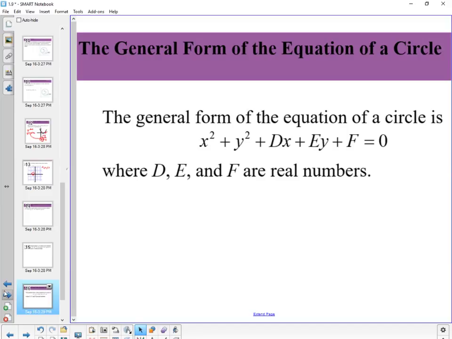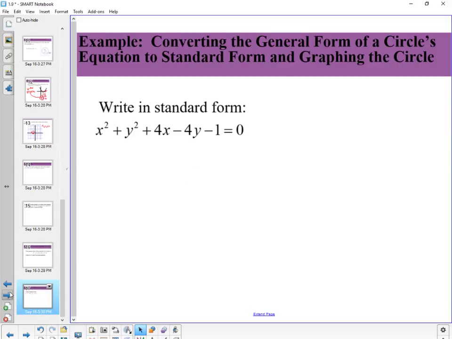Ask me questions. Yes? Are we done? No. Why is math hard? Where are we going to get D and E and F? Those would be coefficients that we get from the shifts. Is that pretty much taking the equation apart? Yeah, that's pretty much taking the equation apart.